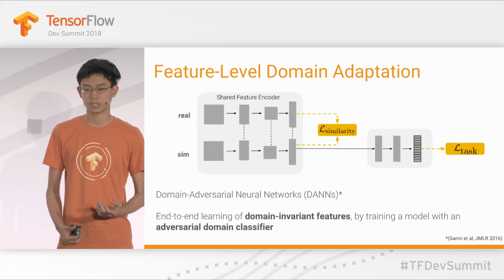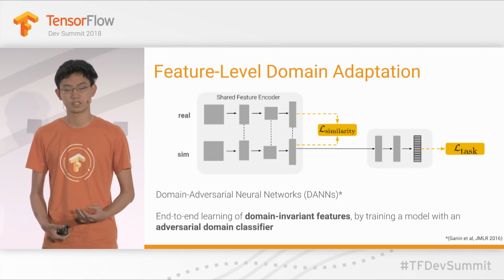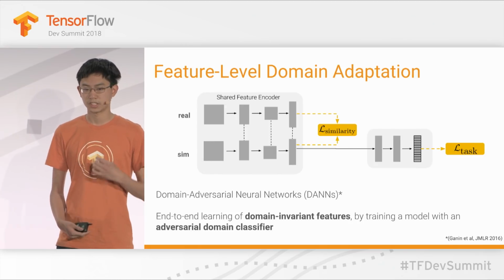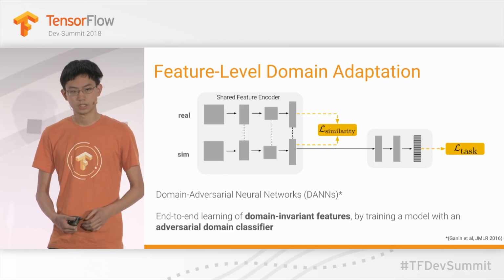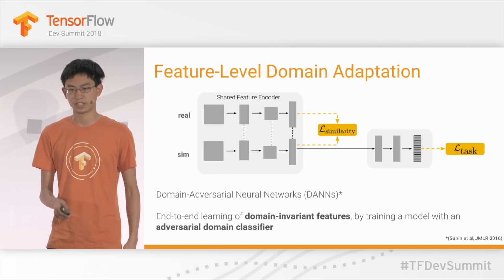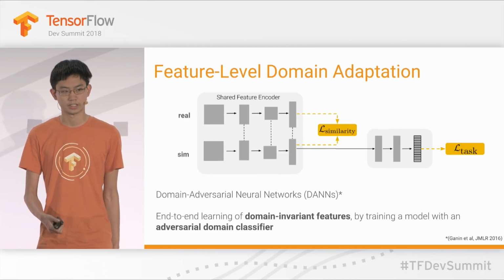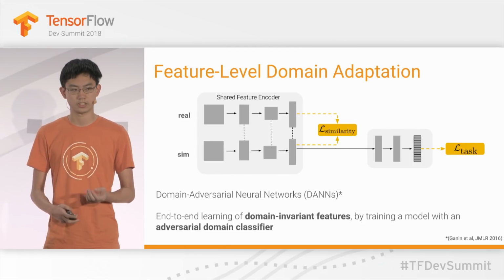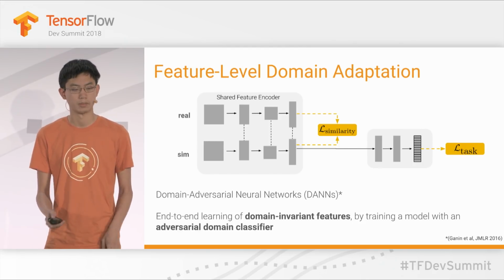So in feature-level domain adaptation, what we're going to do is take our simulated data, take our real data, train the same model on both data sets. But then at an intermediate feature layer of the network, we're going to attach a similarity loss. And this similarity loss is going to encourage the distribution of features to be the same across both domains.